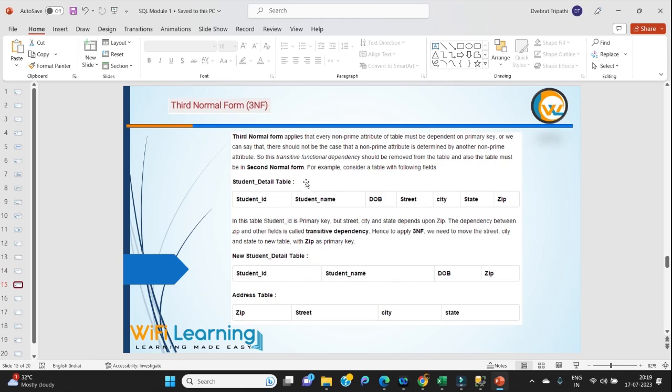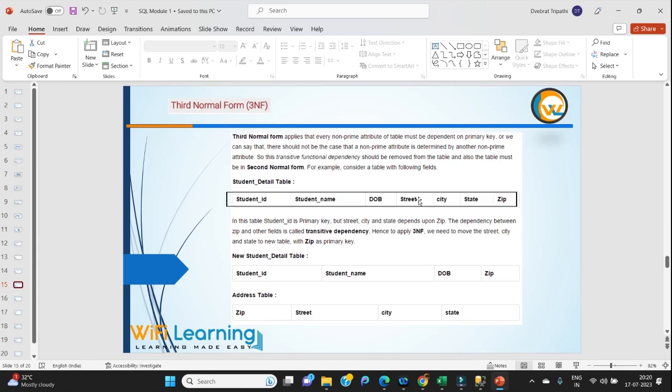In the third normal form, we talk about transitive functional dependency. What is transitive functional dependency? There should not be a dependency on any other field that is not the primary key. You can say there should not be any field which is looking like a prime. In this particular table, student ID and zip both look like a prime.